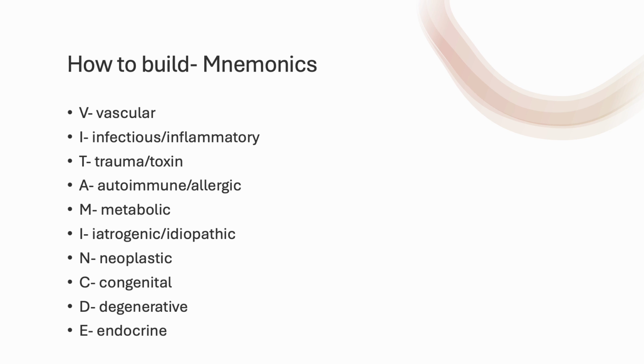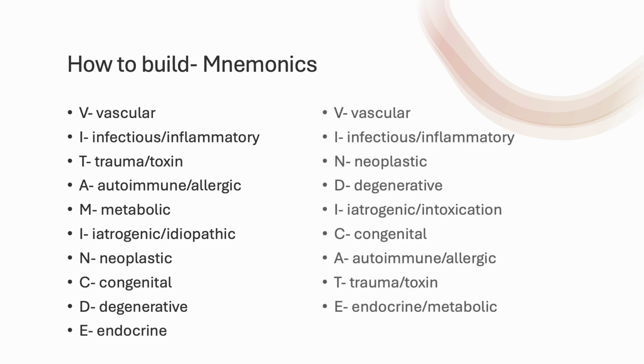If you don't like that mnemonic, there's another mnemonic that covers basically the same items, VINDICATE. Many of the letters are the same. A couple that are just slightly different is really just that second I, iatrogenic or intoxication, being just slightly different, and then the E, endocrine and metabolic, just combining a couple of letters from the VITAMIN C, D, E.